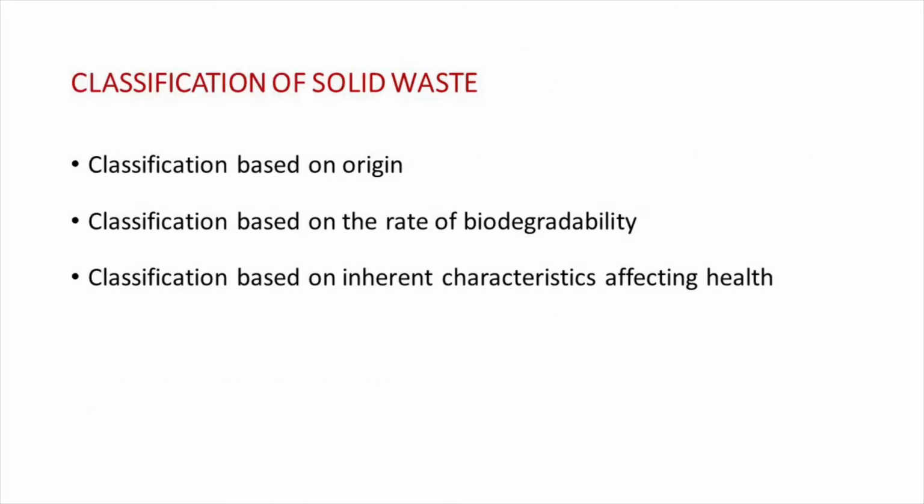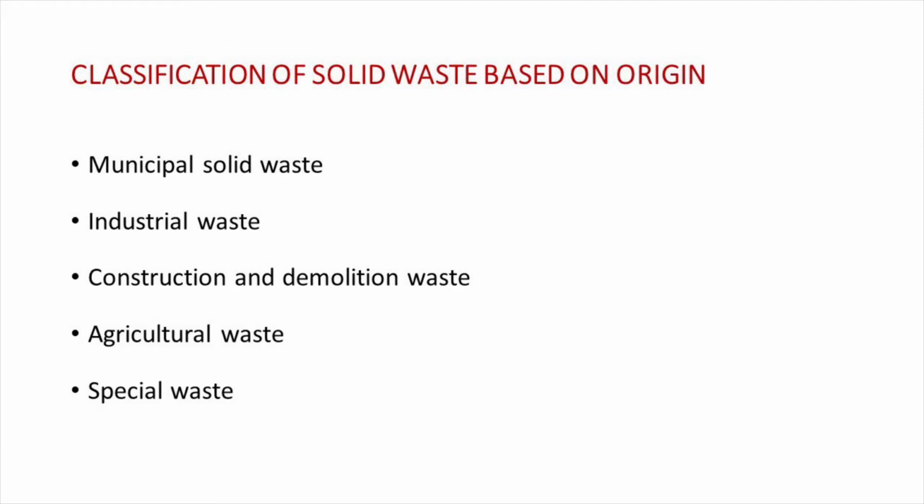Next we can discuss the classification of solid waste. There are various ways of classifying solid waste: classification based on origin, classification based on the rate of biodegradability, and classification based on inherent characteristics affecting health. Classification of solid waste based on origin. Solid waste can be broadly classified into various categories on the basis of their sources of generation. These are municipal solid waste, industrial waste, construction and demolition waste, agricultural waste, and special waste.